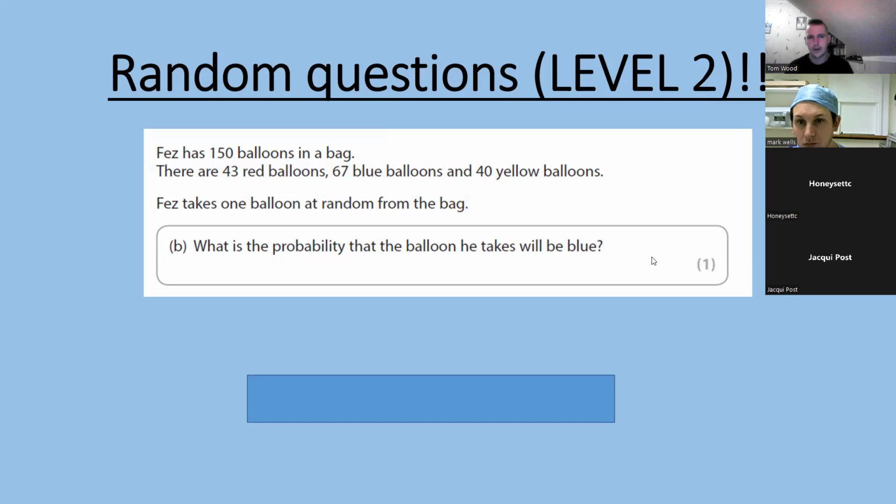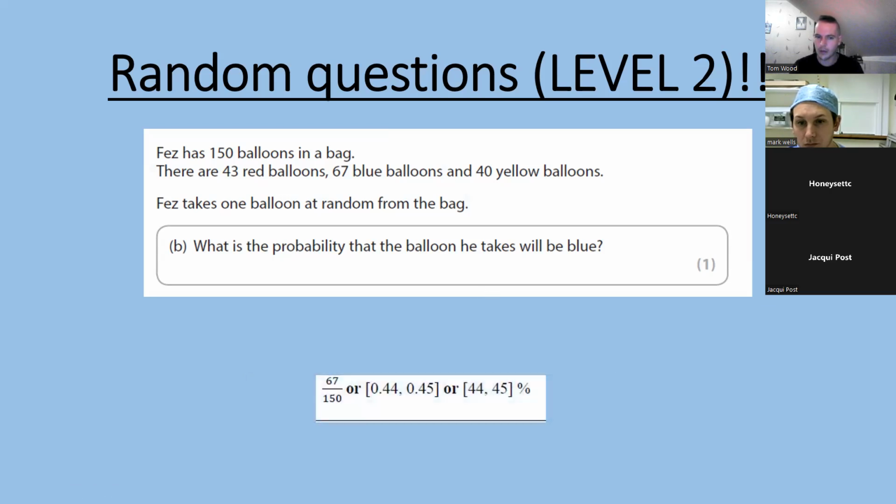And if you just say it out loud, well, there are 67 blue balloons in there. So the chance of actually getting one of them is 67 out of 150. There's 150 potential options. 67 of them are blue. So it's actually a very, very nice straightforward question there.